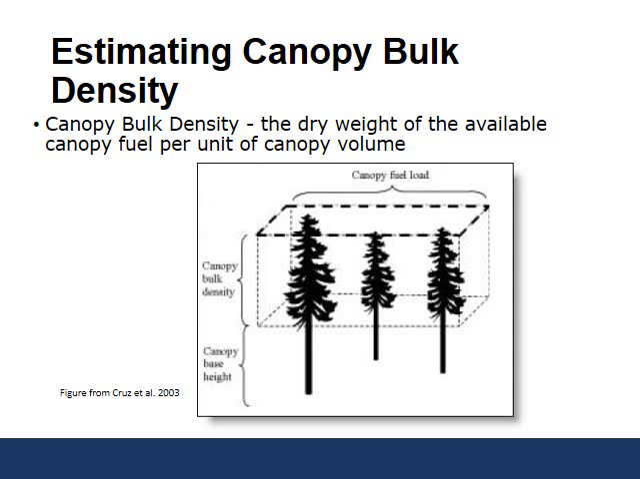One way to estimate canopy bulk density is to use your estimates of available canopy biomass and divide it by the volume. Remember, the canopy bulk density is the dry weight of the available canopy fuel per unit of canopy volume. This volume includes not only the space occupied by the canopy fuels, but also the space not occupied by the fuels.